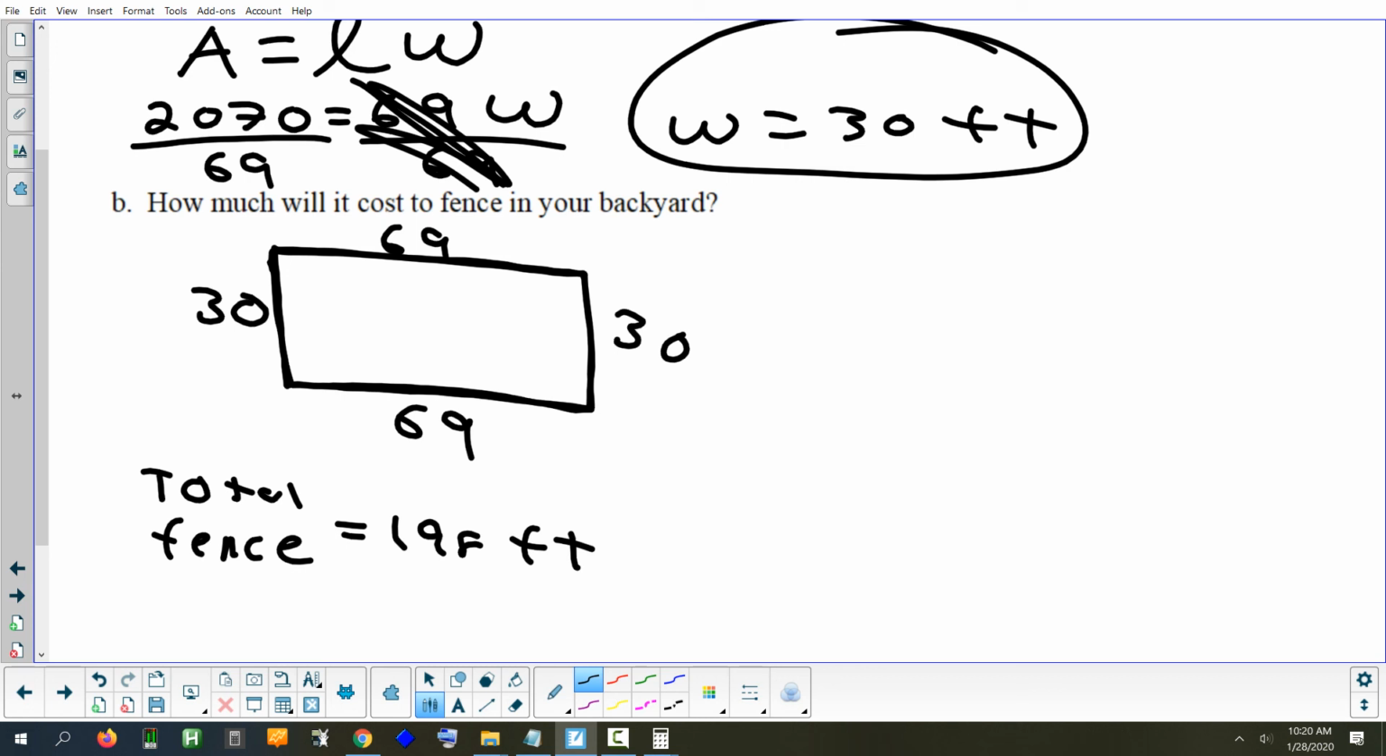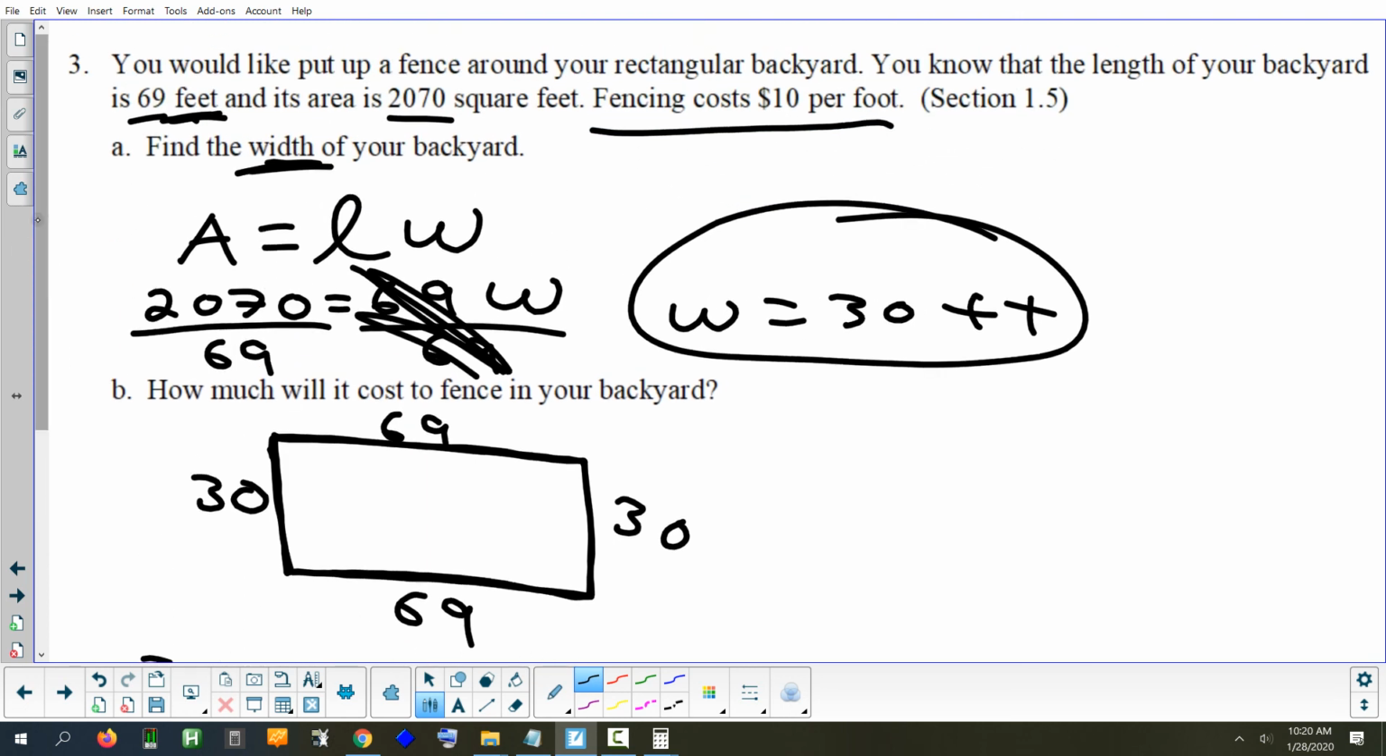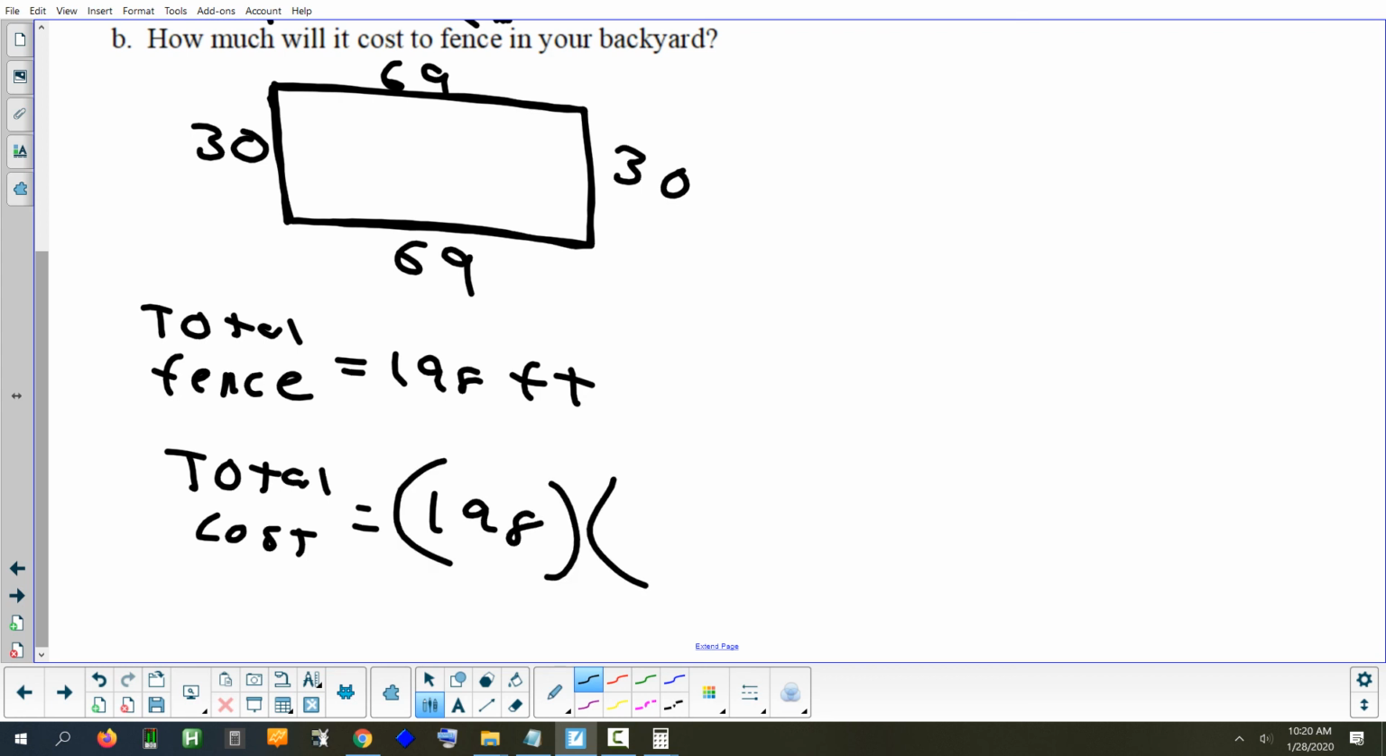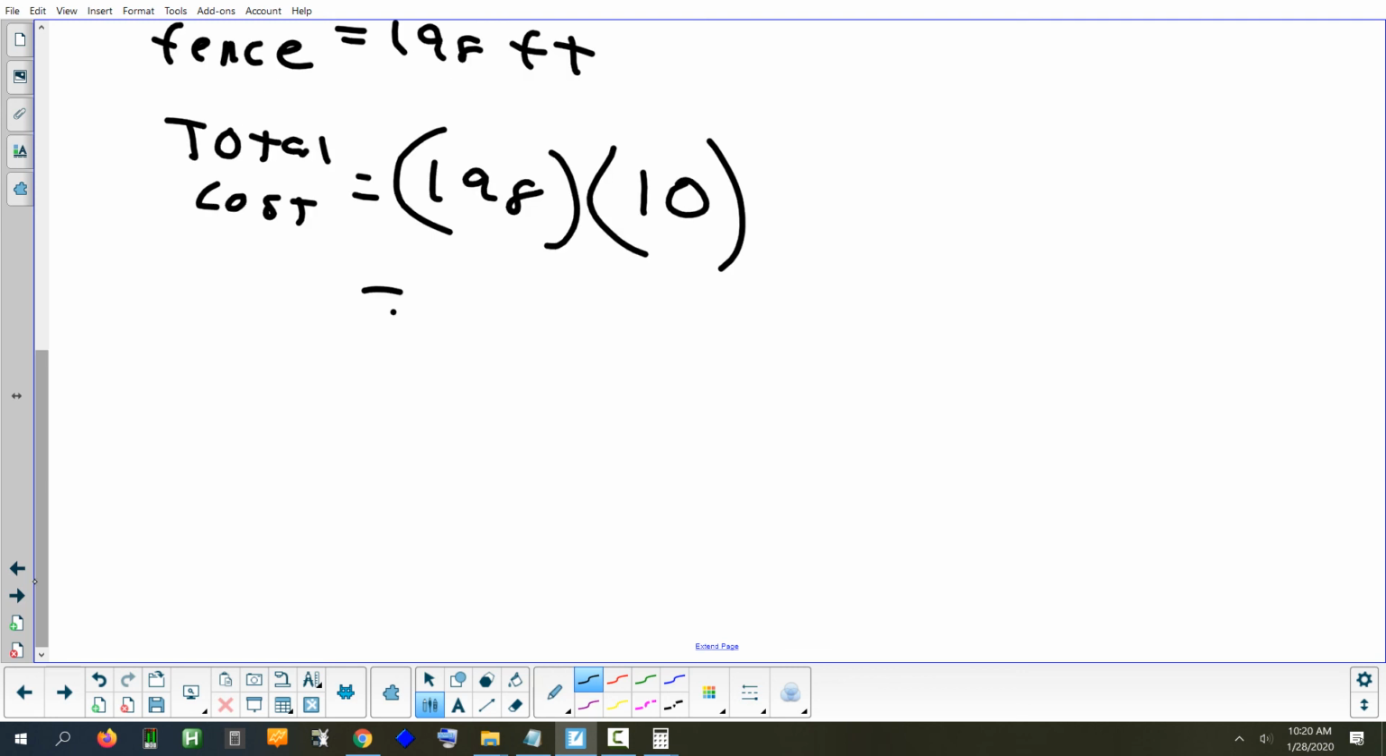No, they want to know how much it would cost to put up 198 feet. So we got 198 feet, and it costs $10 for every foot of fence. So what do we have to do now? Multiply. So the cost is going to be, how much fencing do you need? You need 198 feet times $10 a foot. And if we multiply that out, I don't think we'll need a calculator. What does that come out to? $1,980.